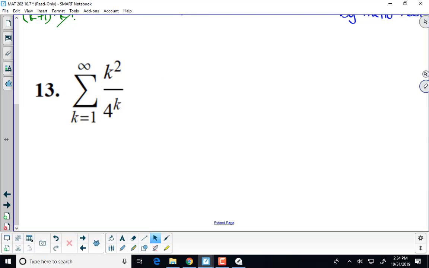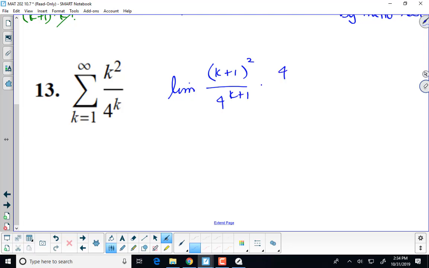So limit of a sub k plus 1 divided by a sub k, so we multiply by the reciprocal.